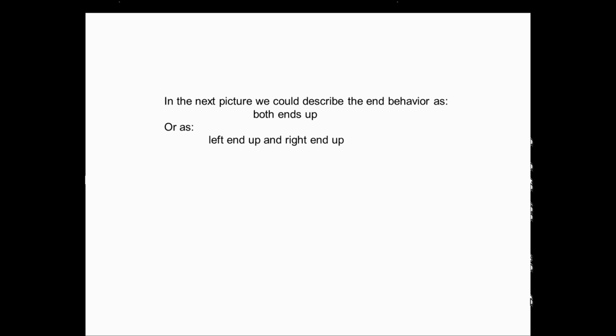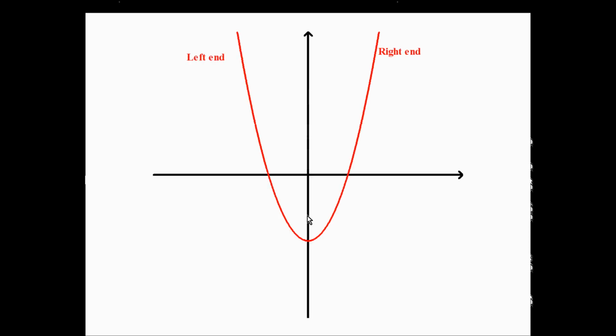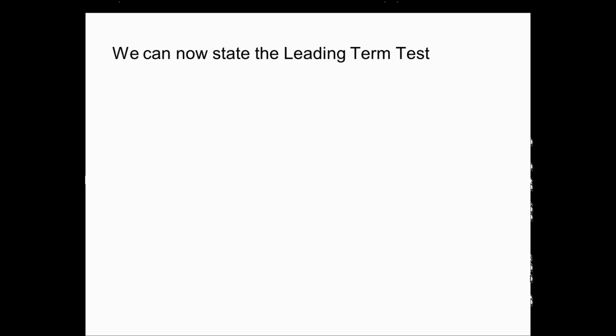In the next picture, we could describe the end behavior as both ends up or as left end up and right end up. Now again, the book would probably say both ends rise or left rises, right rises. The classic parabola. So the left end is up, the right end is up. If the parabola were upside down, both ends would be down. And that's the end behavior.